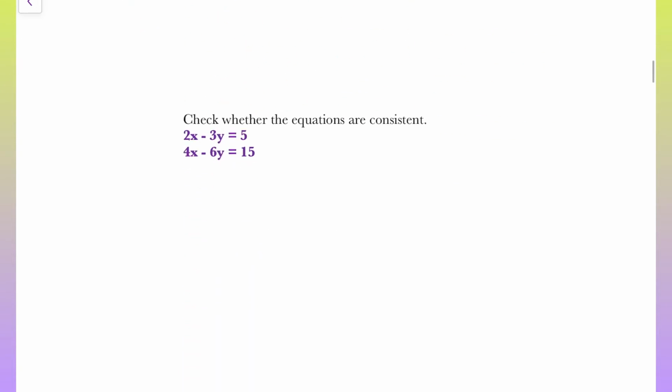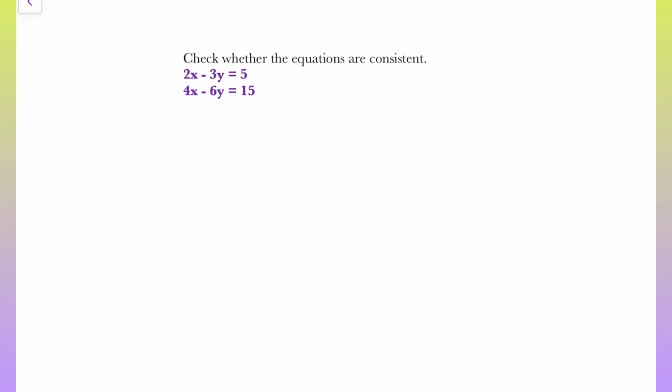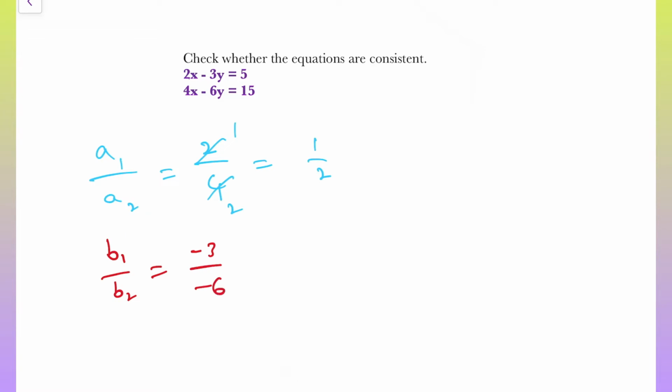Let's move to example number 3. Check whether the equations are consistent or not consistent. Let us find the ratios a1 by a2, b1 by b2, and c1 by c2. First I am going to solve a1 by a2, the x coefficient of the first equation by the x coefficient of the second equation. 2 ones are 2, 2 twos are 4, so I got 1 by 2. Next b1 by b2 equals minus 3 divided by minus 6. Minus minus cancel, 3 ones are 3, 3 twos are 6, so that equals 1 by 2.